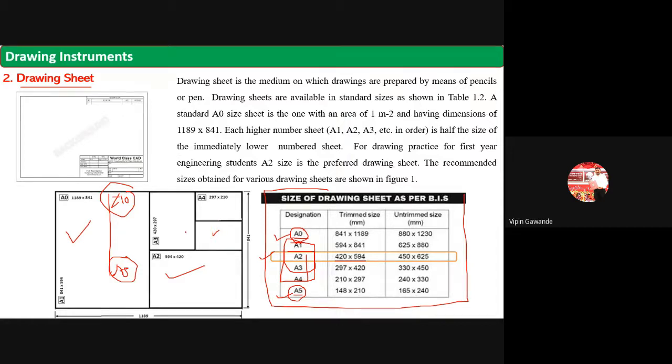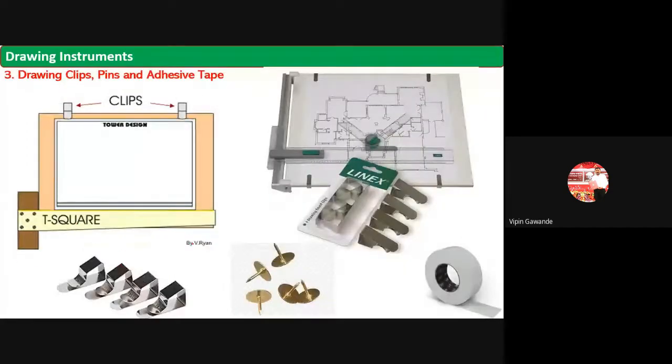Okay, so the MCQ question will be based on something like this. Then the clips. So here the clips are there. What are we using? We are using clips, pins, and this adhesive tape. So what is the function of these? These are used for fixing this drawing sheet on the drawing board.